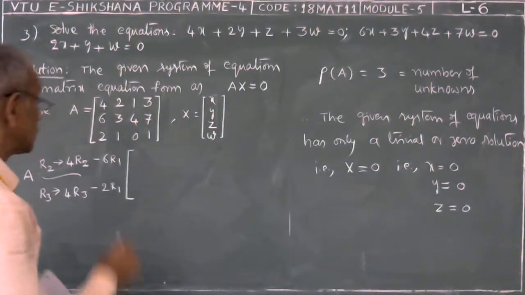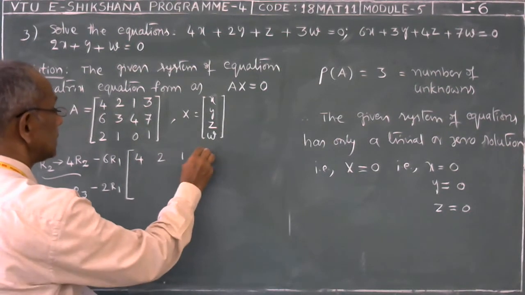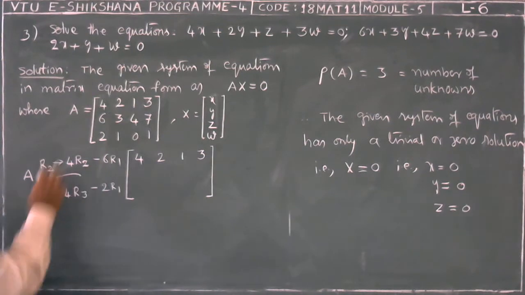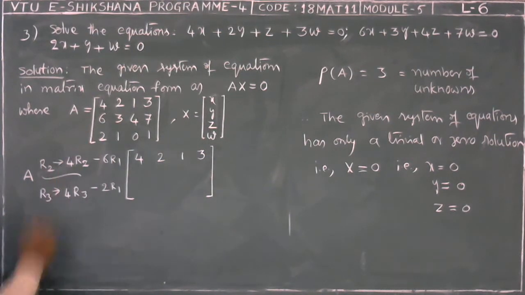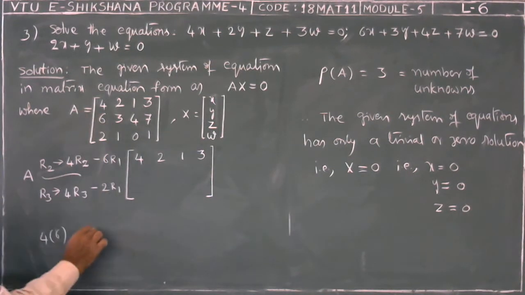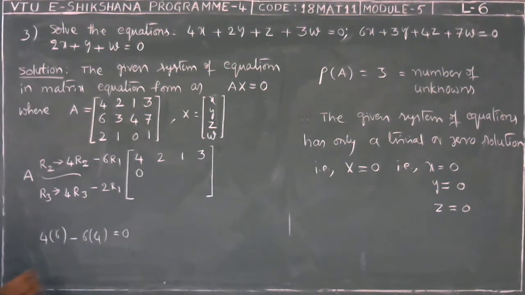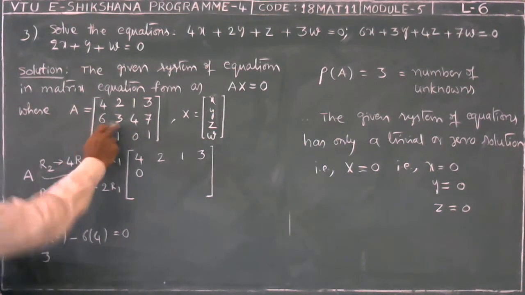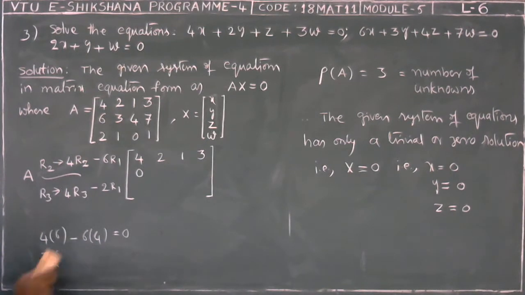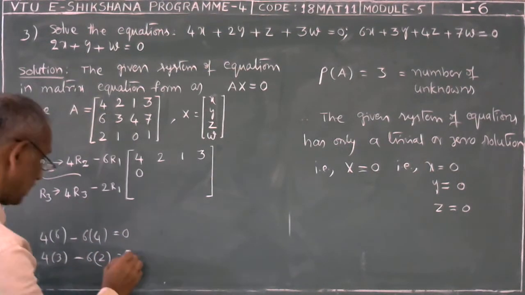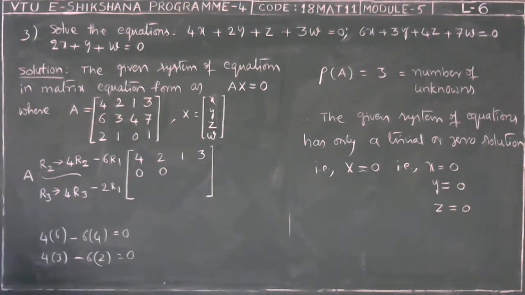So R1 is being used, so that is not disturbed: 4, 2, 1, 3. Now let us look at the calculation part. R2 will change with respect to this. 4 times R2, that is 4 times 6, minus 6 times the corresponding R1 element, 4. So 4 into 6 minus 6 into 4 is 0. So this element is 0. Next, take the second element: 4 into 3 minus 6 into the corresponding R1 element, that is 2. This is 12 minus 12, which is 0.